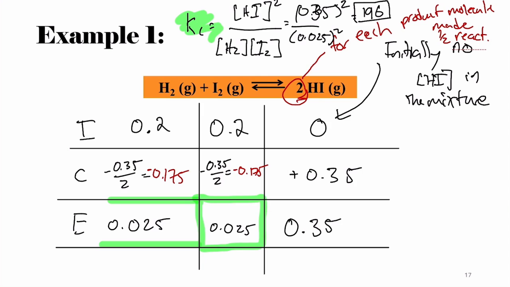It also makes sense that if we start with 0 of this, the reaction is going to move in the right direction. Okay, any questions on this problem?